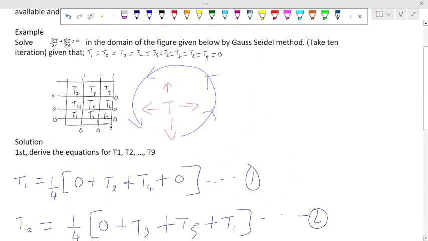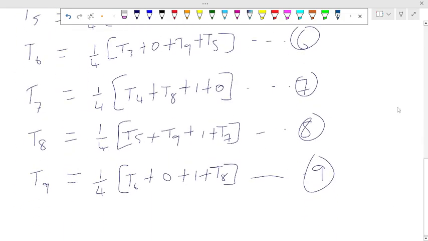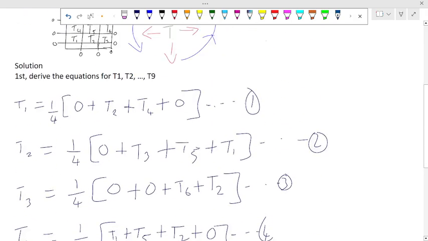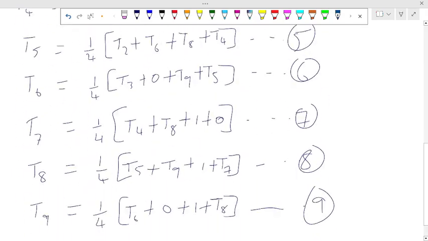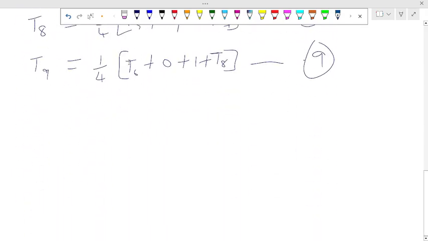And let's check T8: T5, T9, 1, T7. T5, T9, 1, T7. Good. And then the last one, T9: T6, 0, 1, T8. T6, 0, 1, T8. Okay? Done.